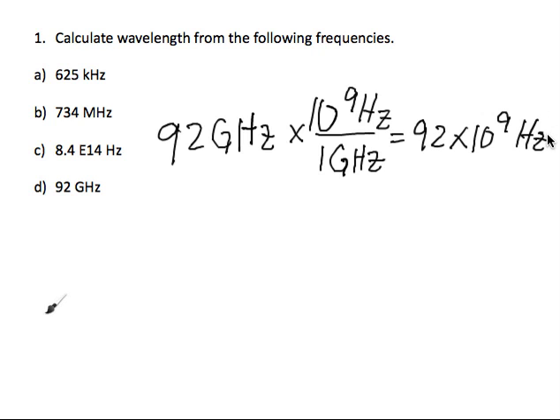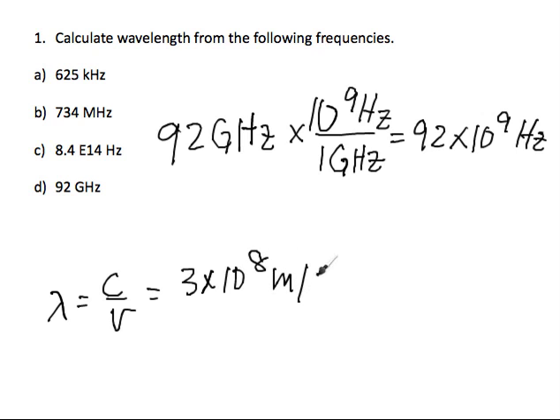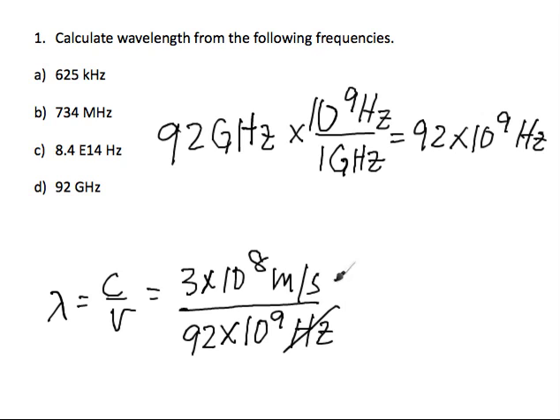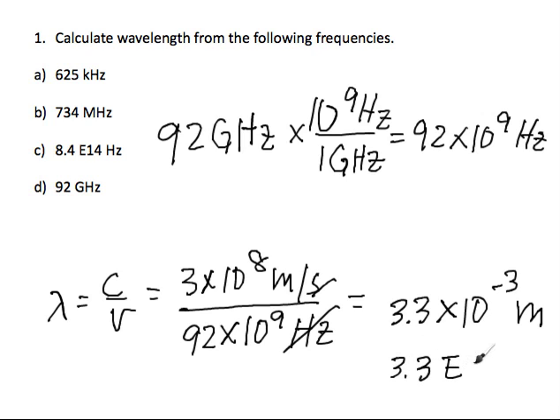So again, wavelength equals c over frequency. So 3 times 10 to the 8 meters per second over 92 times 10 to the 9 hertz. Cross out the hertz and seconds, and we get 3.3 times 10 to the negative 3 meters, or 3.3 E minus 3.